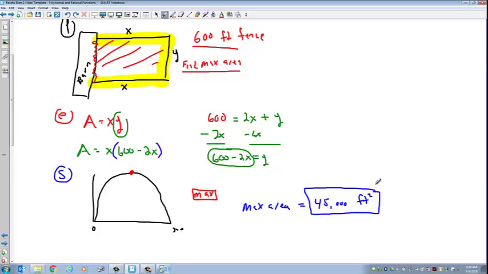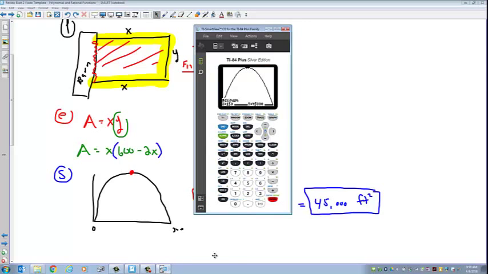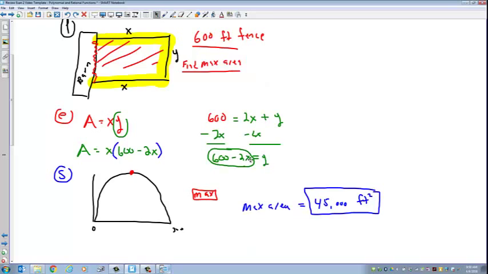It does not ask for y. If it did ask for y, you can find it by plugging that x value, 150, right into there. Yep. So x is 150. You plug it right in there, and you'll get y equal to 300. But you don't need it. All you need is 45,000 feet squared.